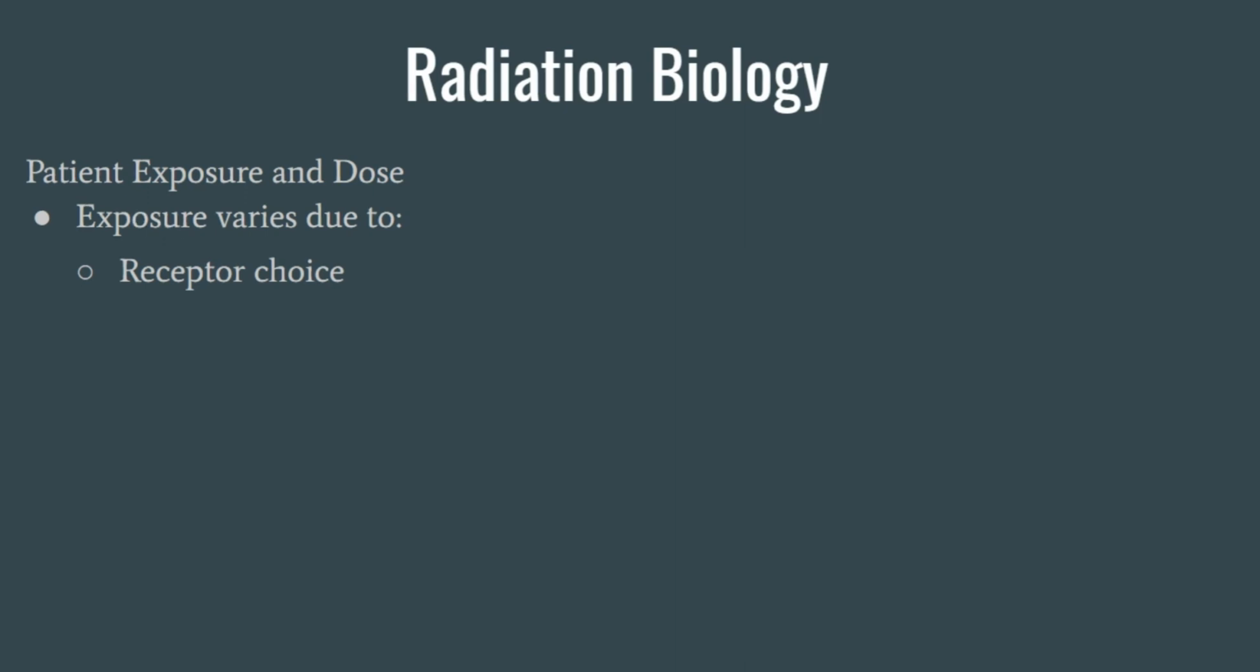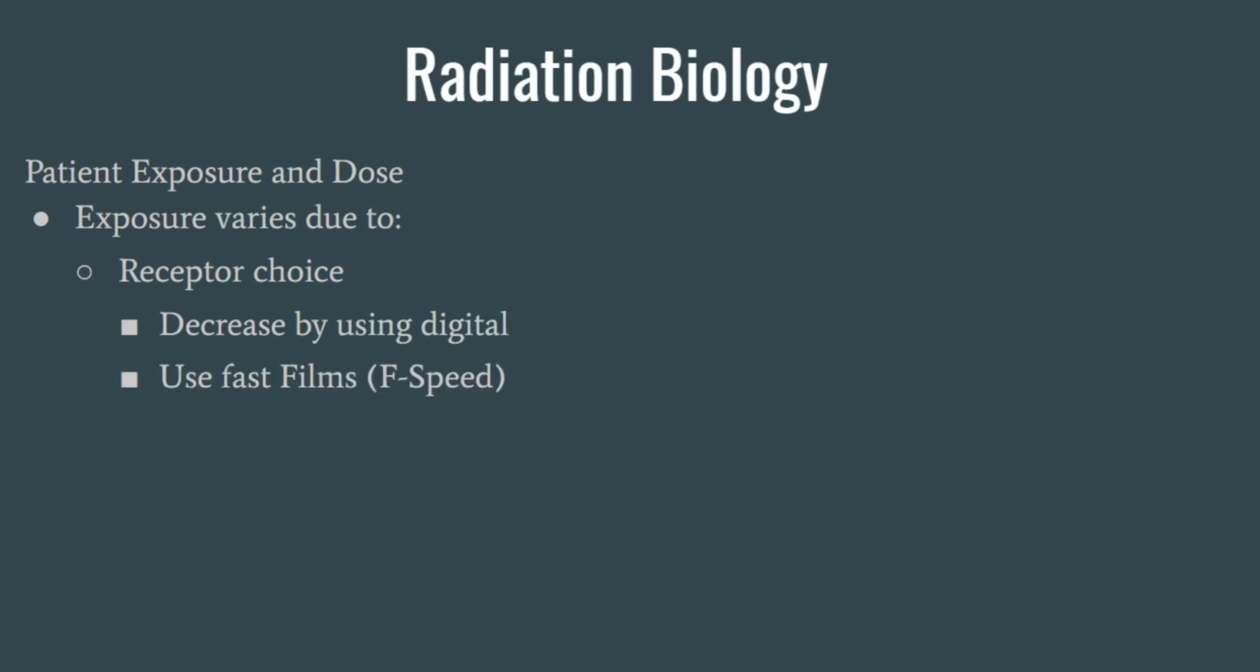The amount of radiation is reduced when you're using digital. It uses a significantly less amount of radiation to expose a digital film than it does a traditional film. But if you are using traditional film, using a fast film, use the fastest speed that's available. F-speed is currently the fastest. So if you're using that, you are decreasing the amount of exposure.